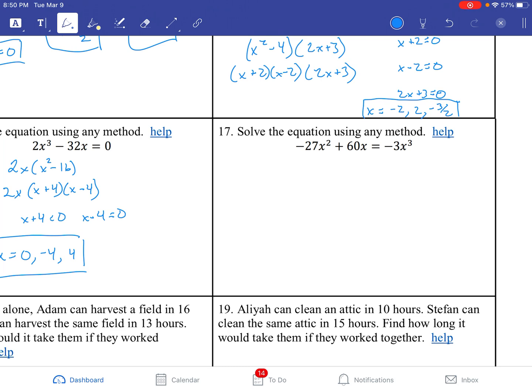All right. Again, we have to get all this stuff on the one side. I'm going to add 3x cubed to the left, minus 27x squared plus 60x. Again, this sets it equal to 0. And just like the last problem, we could take out a greatest common factor. We can take out a 3 and an x, which means we'll be left with x squared minus 9x plus 20.